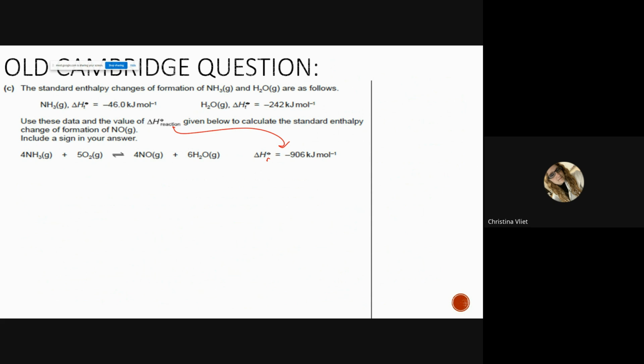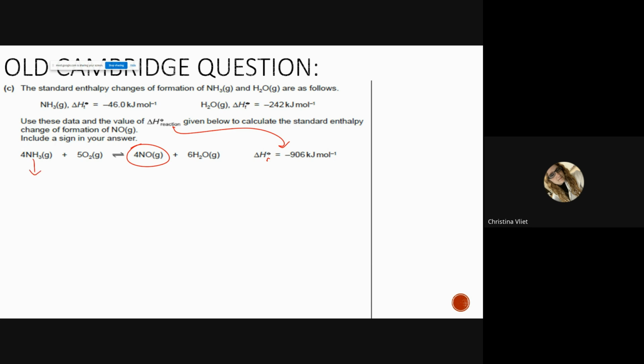What are we being asked for here? We're not being asked for the overall enthalpy of the reaction. We're being asked for one of the products. What does that mean we're going to have to do math-wise? Algebra, right? So the first thing you're going to have to do is figure out everything you can.